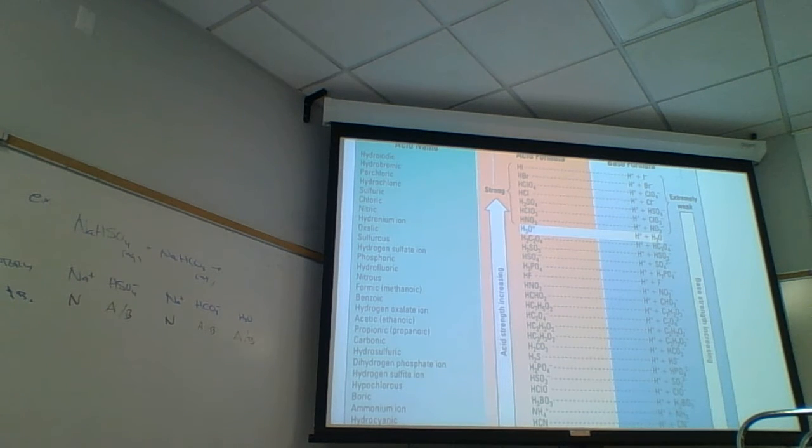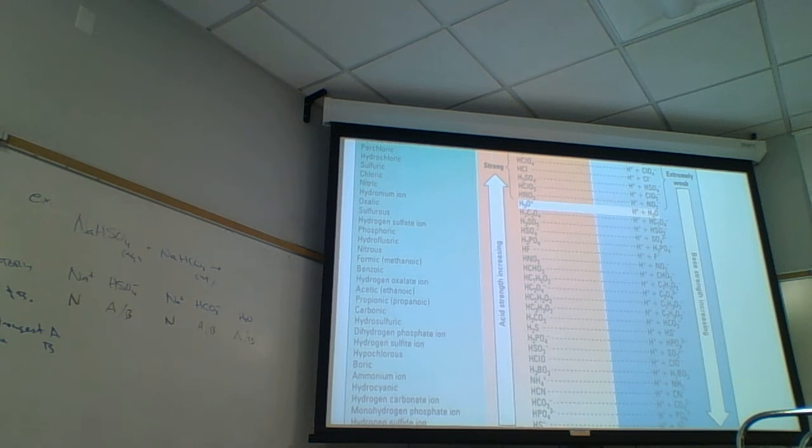All right, 3. Choose the strongest acid and strongest base. All right, so I have 3 acids. Which of those 3 acids is the strongest? We look at the chart. So it's going to be HSO4 minus versus HCO3 minus versus H2O. So let's find these on the chart here.